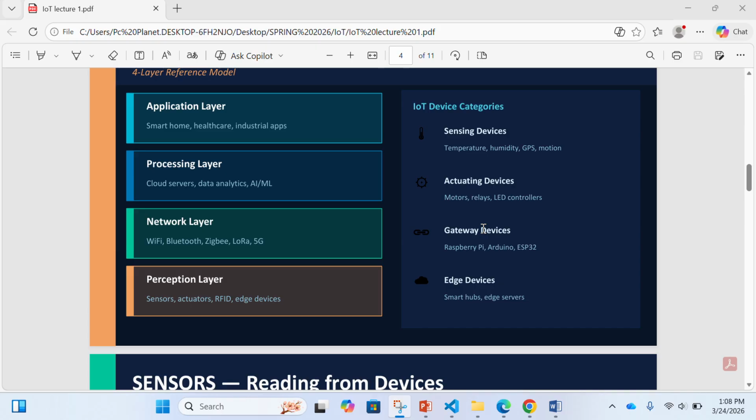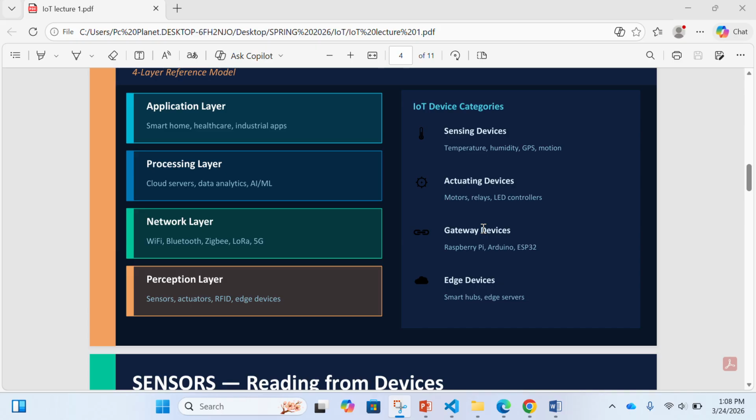Okay, let me give you an example. Imagine a smart greenhouse system. At the perception layer, you have soil moisture sensors, temperature probes, and humidity detectors. These are reading the physical environment. You also have actuators like water pumps and ventilation fans. The network layer handles getting the data from the greenhouse to the server. Perhaps the sensors communicate locally via the Zigbee protocol, a low power wireless protocol, to a central gateway, which then sends the data over Wi-Fi or 4G to the cloud.